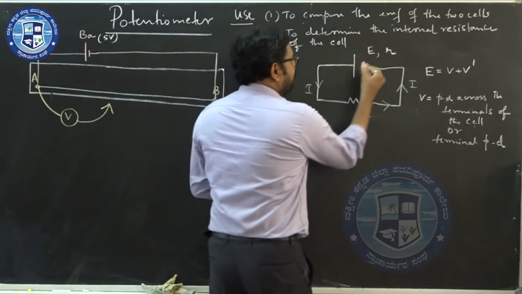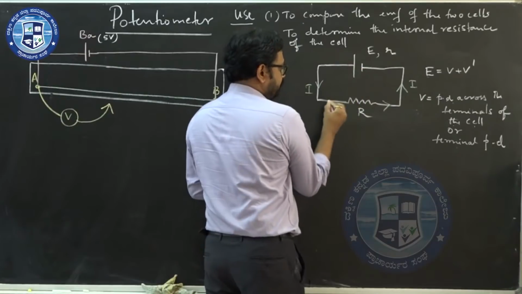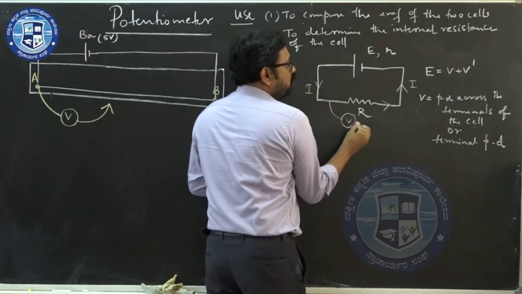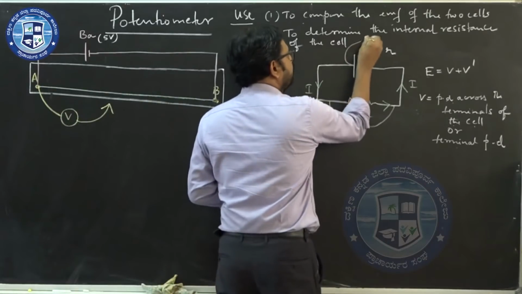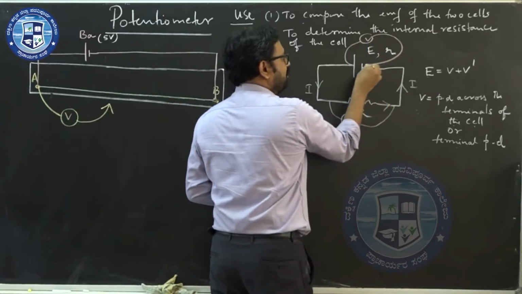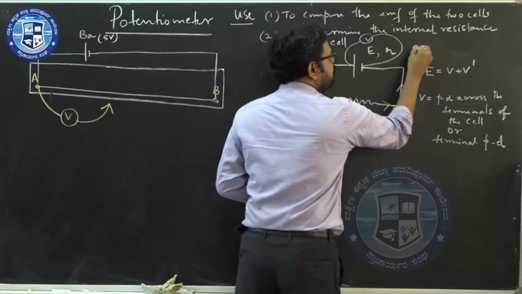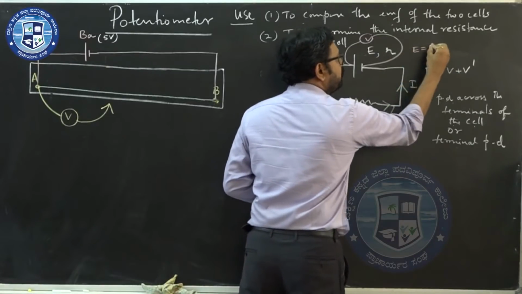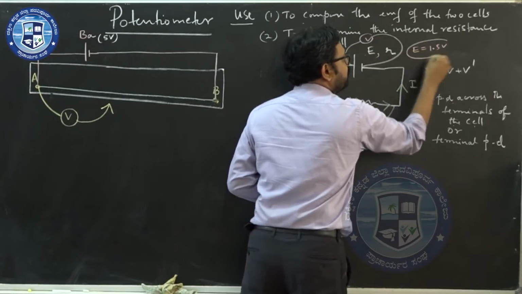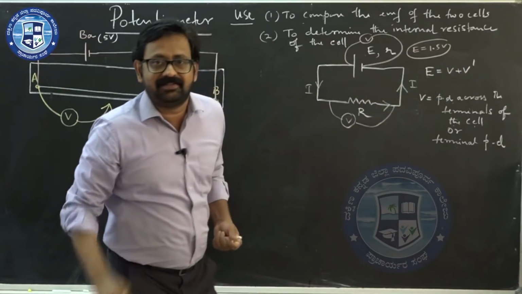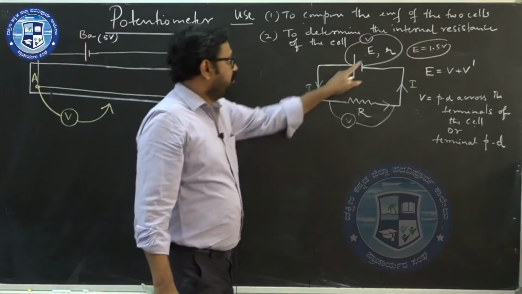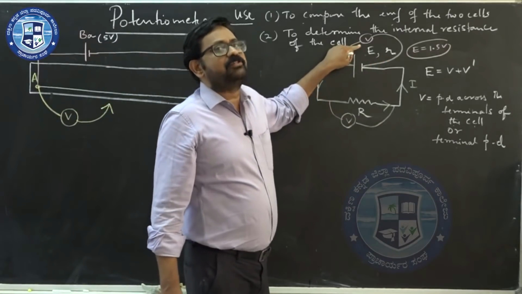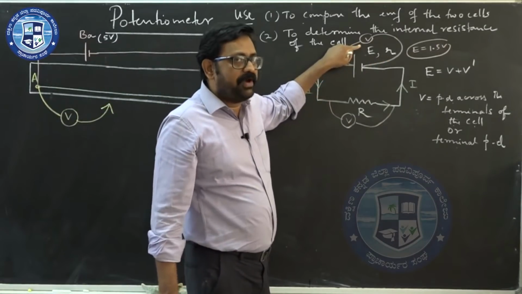If I connect a voltmeter across this resistor, or if I connect a voltmeter across the terminals of the cell, and if I say that I am using a cell of EMF around 1.5 volt here, an ordinary everyday dry cell, its EMF, if I say it is 1.5 volt, what do you think this voltmeter reads? Do you think it reads 1.5 volt?